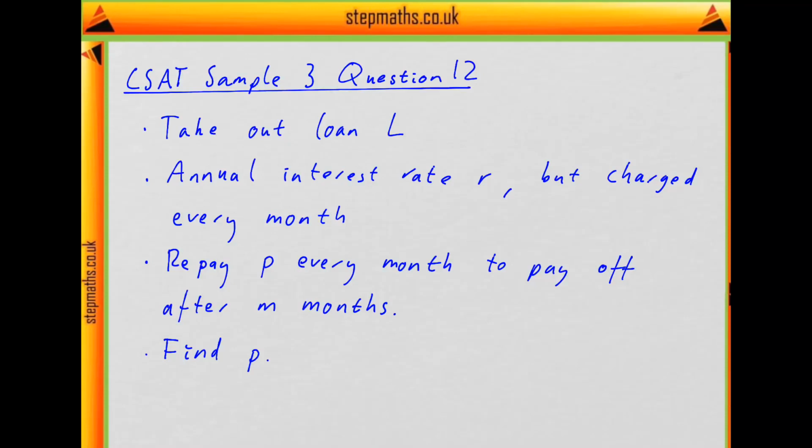This is question 12 from the third CSAT Sample Paper. In this question we're told we take out a loan of size L, so this is measured in pounds or some other currency. We're told the annual interest rate is R, but we're actually charged interest every month. We want to repay an amount P every month, and we want to have completely paid off what we owe after M months. And we're asked to find the value of P that we need to repay every month to make this true.